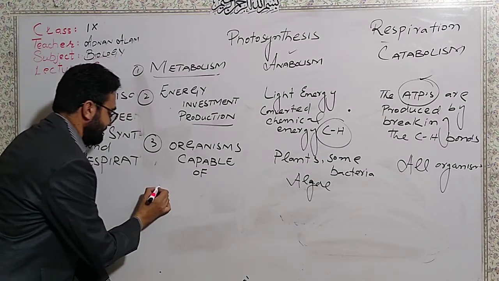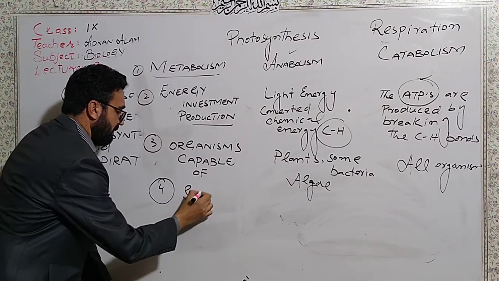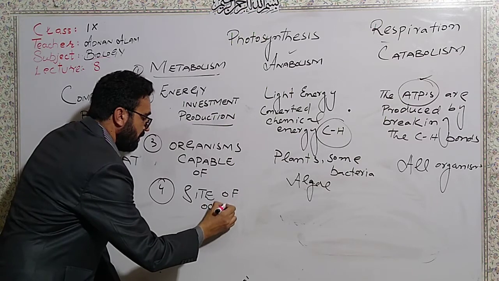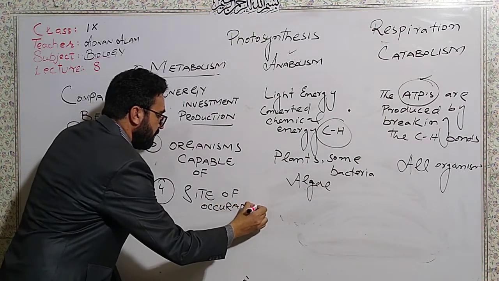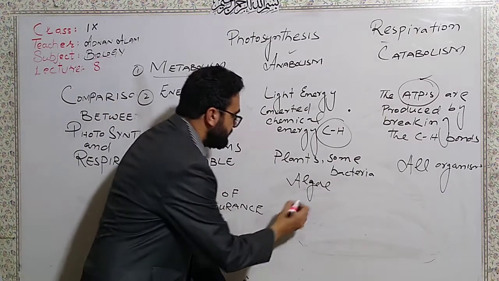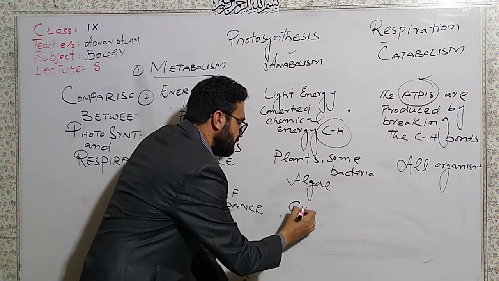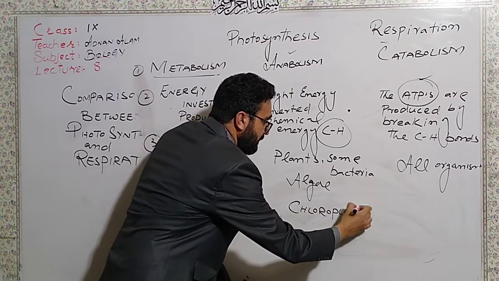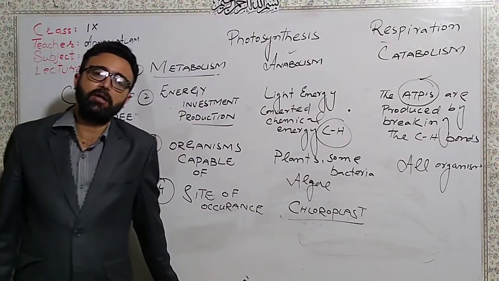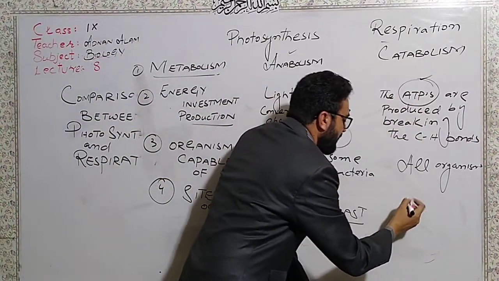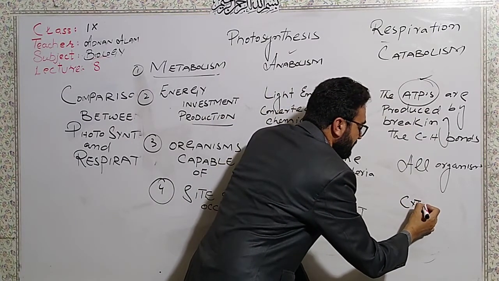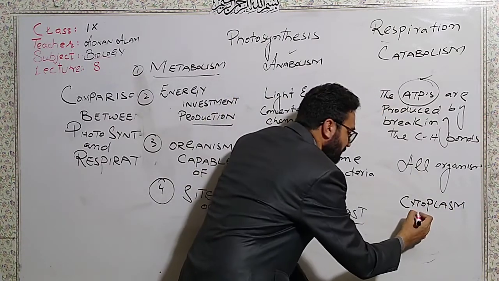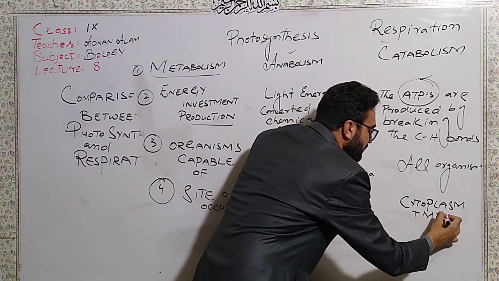Next is the site of occurrence. Photosynthesis usually takes place in chloroplast. Chloroplast is a specialized membrane-bounded organelle which has a specific pigment called chlorophyll, and respiration takes place in cytoplasm. No doubt, glycolysis, a step of cellular respiration, takes place in cytoplasm, plus mitochondria.